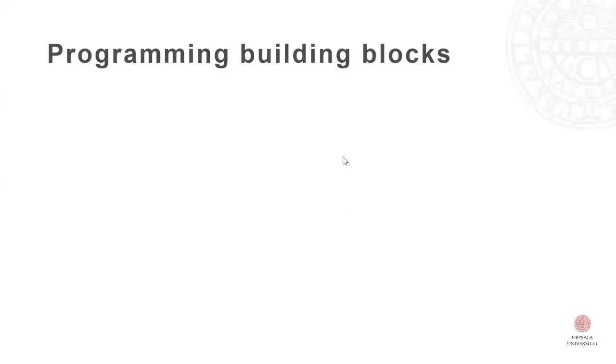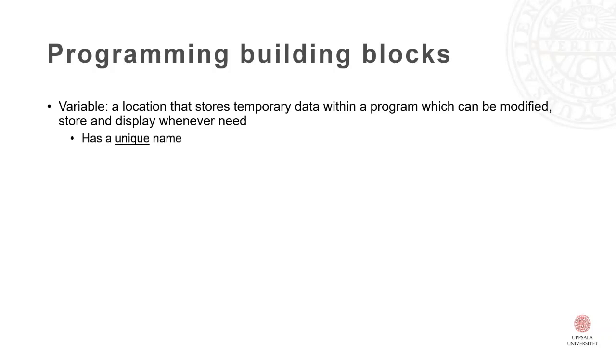So now let's introduce the building blocks of programming and those things that are common in many programming languages. The first one I want to talk about is called the variable. A variable, as we already discussed, is a location in the memory that stores some temporary data which you are using in your program. And this data can be modified, can be written to, read from. And what is important about this variable is that you need to give it a unique name.